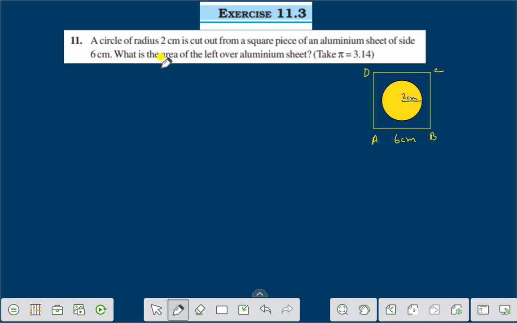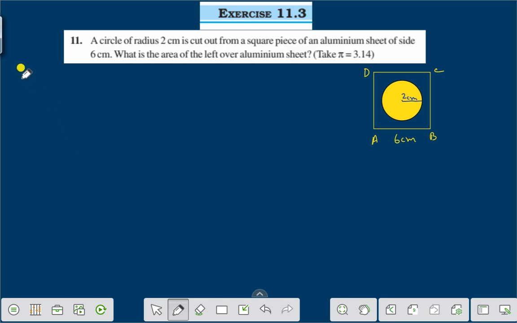You have to find the area of the leftover of the aluminum sheet, right? That means you have to find the area of the circle and the area of the square, then subtract the area of the circle from the area of the square. Let us find one by one. Let us find the area of the aluminum sheet.